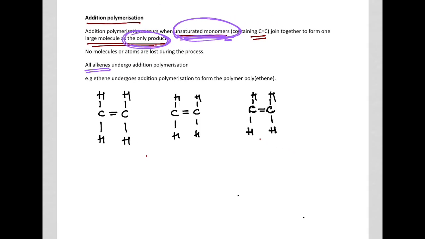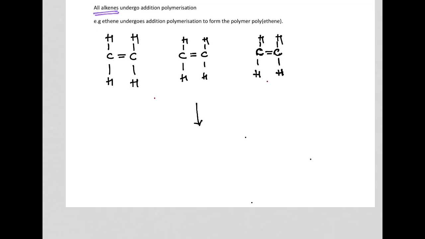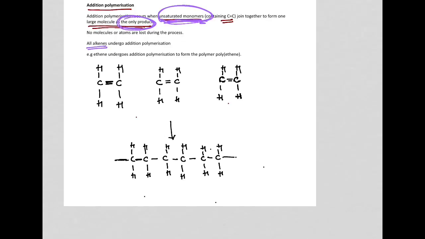So I have drawn 3 ethene molecules, but in real life you're going to have thousands of ethene molecules. These 3 ethene molecules will join together to form polyethene. So polyethene is the same. This is the ethene. The only thing that happens is that this double bond is going to split open and it forms a single bond everywhere.